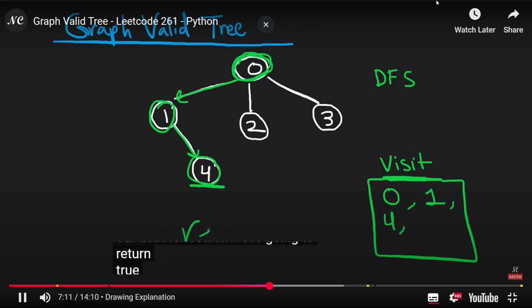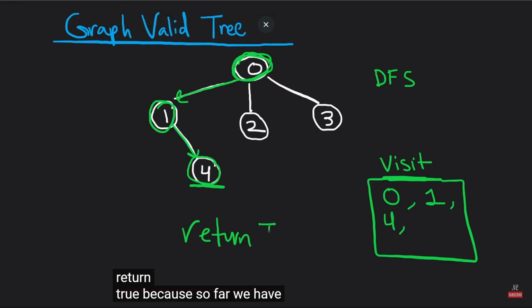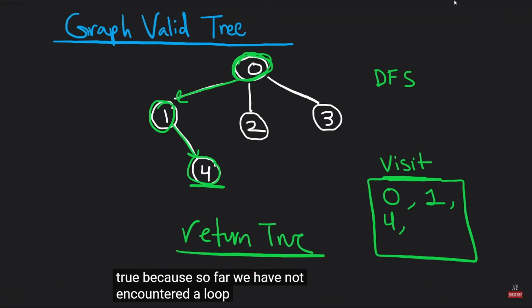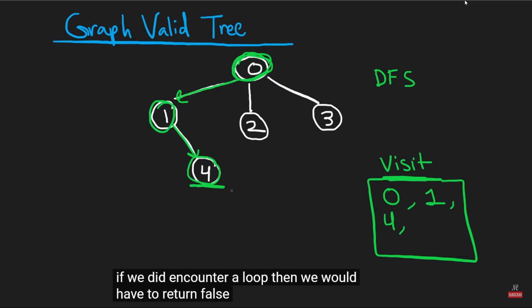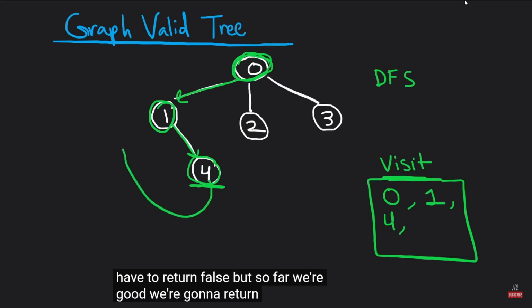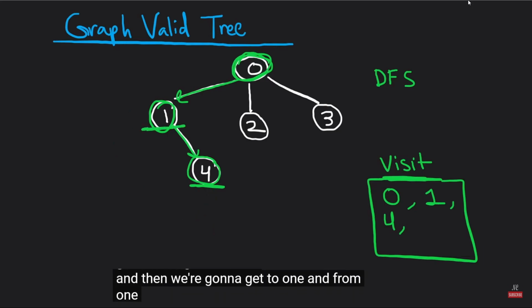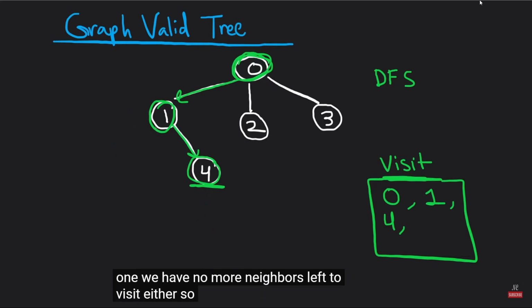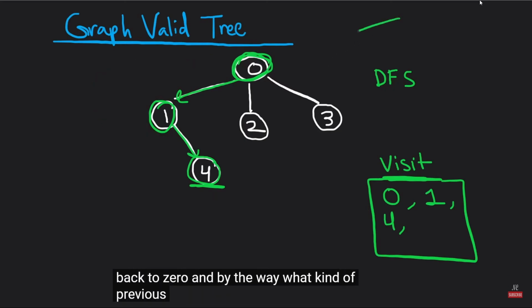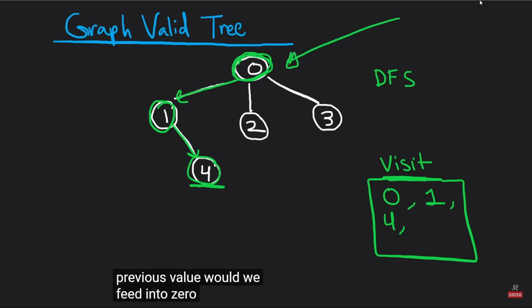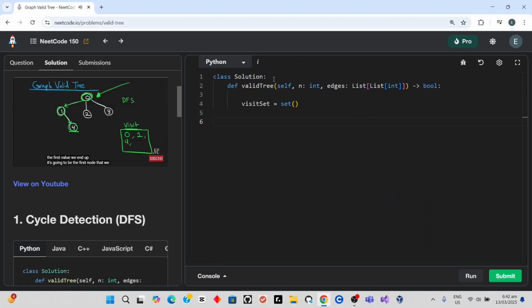We're going to return true because so far we have not encountered a loop. So we can return true. If we did encounter a loop, then we would have to return false. But so far we're good. We're going to return, and then we're going to get to 1. And from 1, we have no more neighbors left to visit either, so then we're going to return back to 0. And by the way, what kind of previous value would we feed into 0? Because it's going to be the first node that we end up visiting.